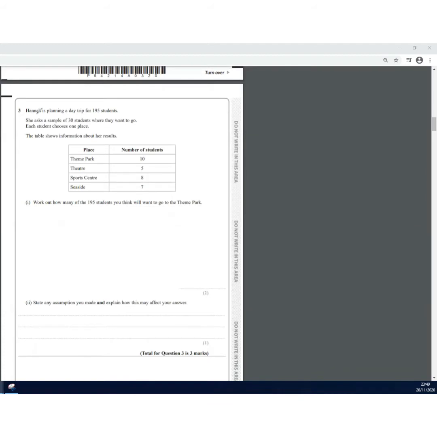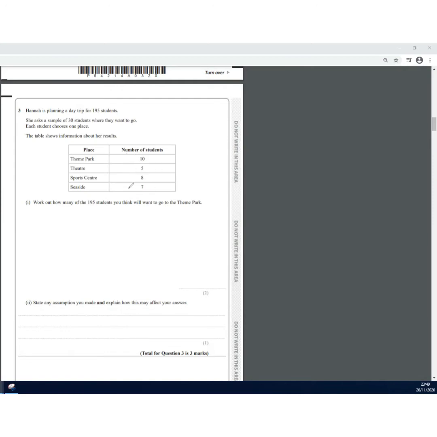In question number 3, Hannah is planning a day trip for 195 students. She asked a sample of 30 students where they want to go. Each student chooses one place, and below is the table. They've given information about the places students want to go to and the number of students going to each of those places. We need to work out how many of the 195 students we think will go to the theme park.